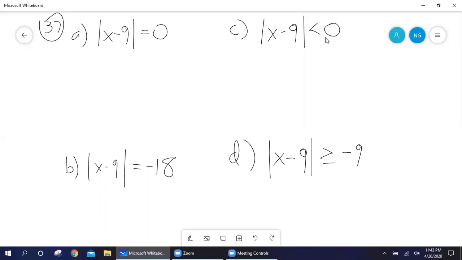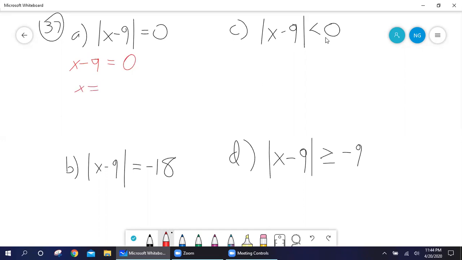On number 37, this is more of a theory-based kind of problem. The first one, though, we can actually basically attack like a normal problem. Absolute value equals 0. Technically, we always set absolute value stuff equal to positive and negative. But since it's 0, it would just be 0, which means that x would equal 9. So that goes with choice C.